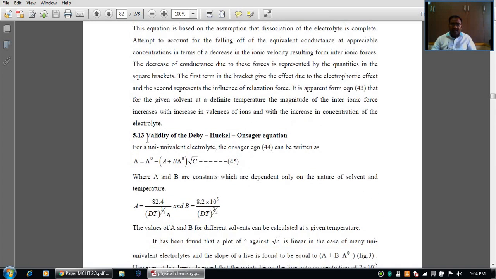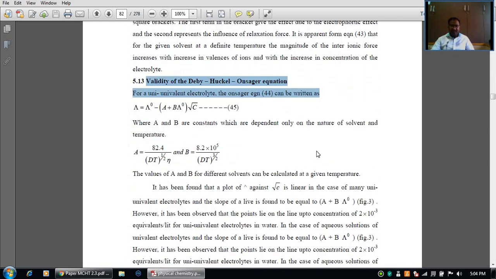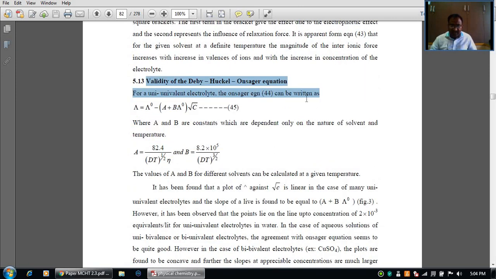Next, what is the validity of the Debye-Huckel-Onsager equation? Anyhow, we derived the Debye-Huckel-Onsager equation, what is that? Lambda is equal to lambda naught minus (A plus B lambda naught) into root C. Lambda means molar conductivity, lambda naught is the standard molar conductivity, and C means the concentration of the solution. Okay, finally we derive that.